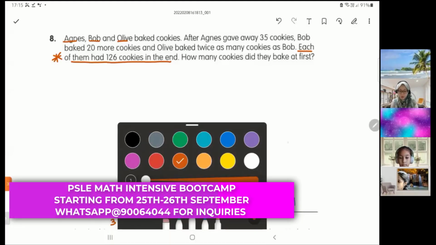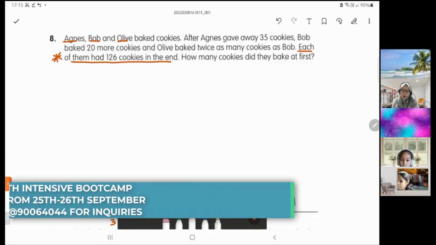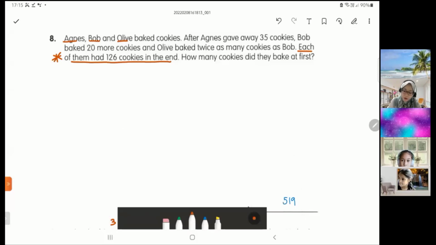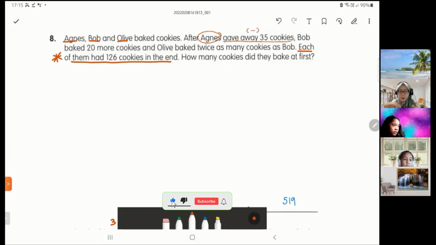Okay, so for question 8, Agnes, Bob, and Olive bake cookies. They bake cookies, but I do not know how many they bake at first. What I know is this Agnes girl gave away 35 cookies. When I say gave away, it means whatever she had at first, in the end it becomes lesser, because she gave away. Gave away means I'm going to know that it's minus, subtract.